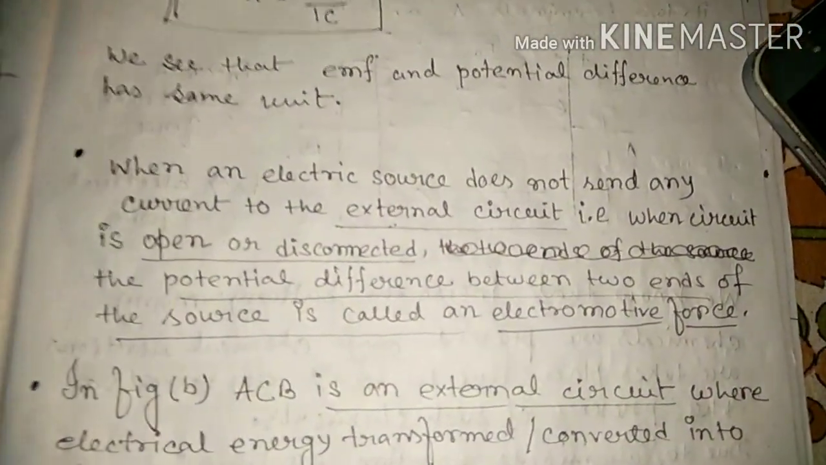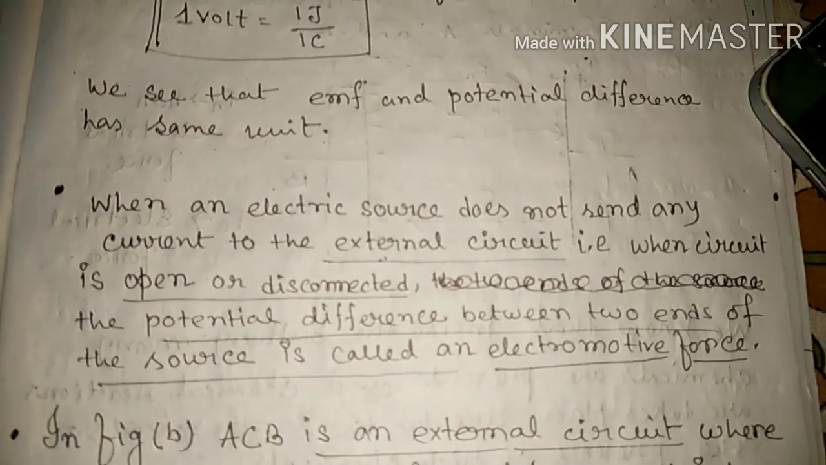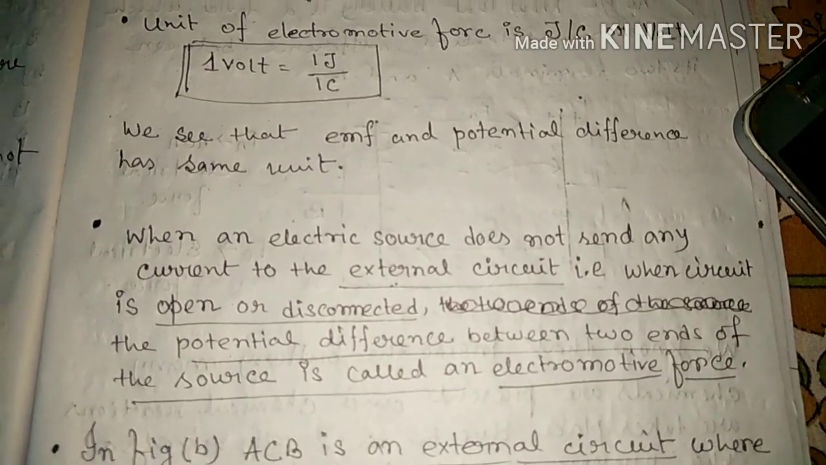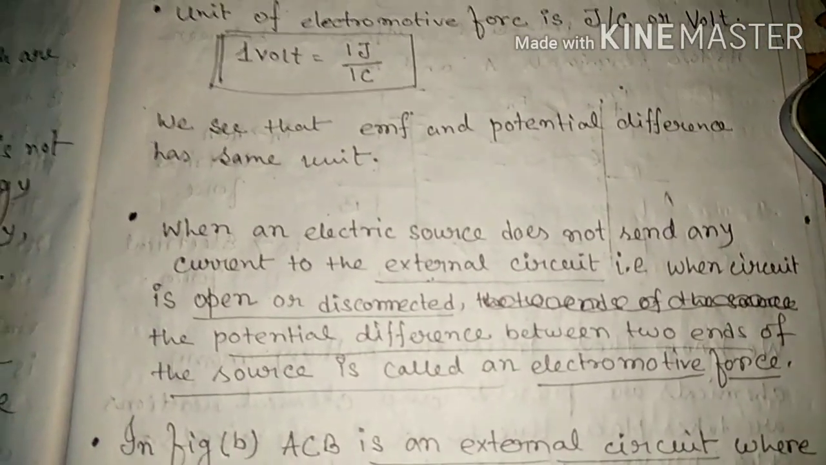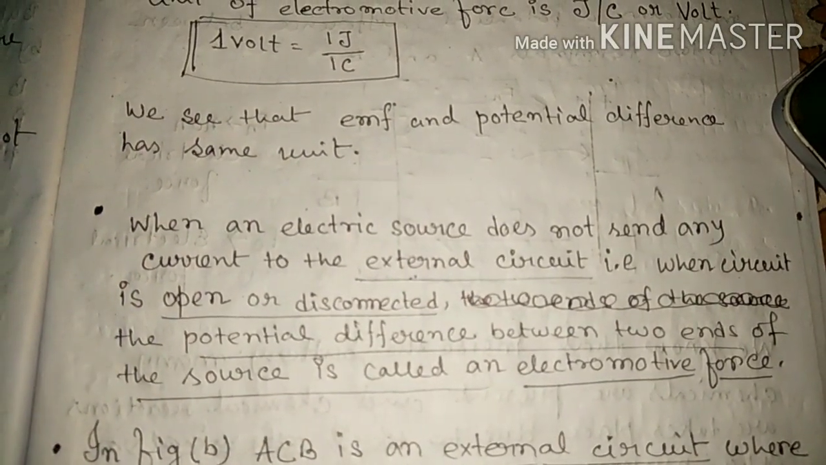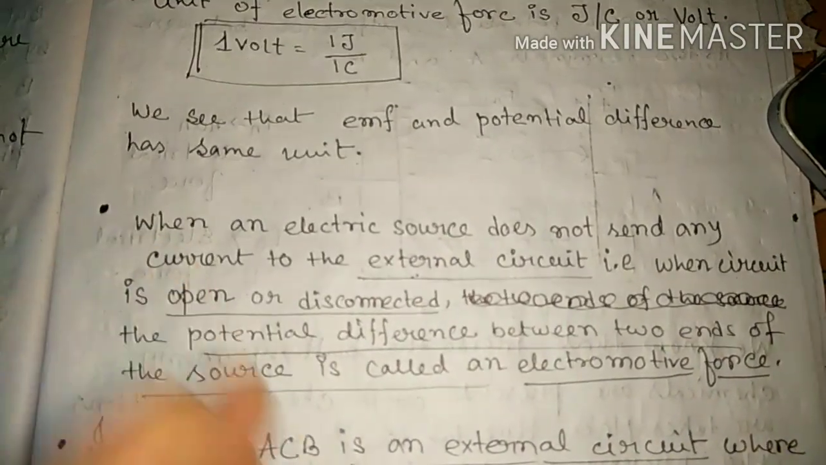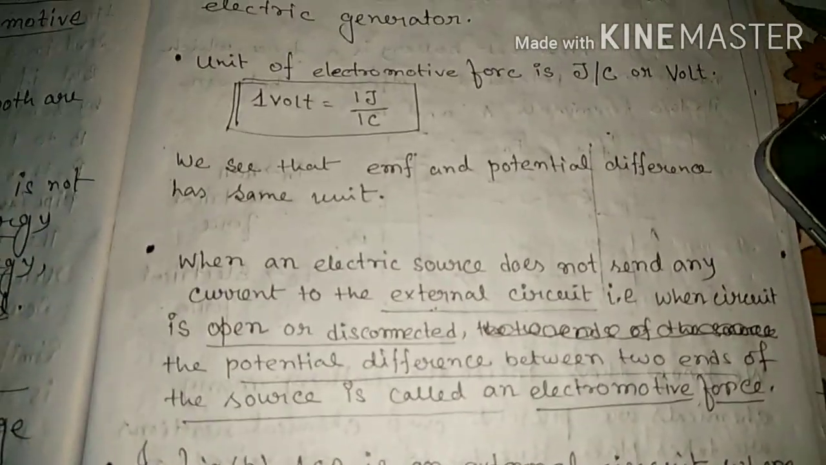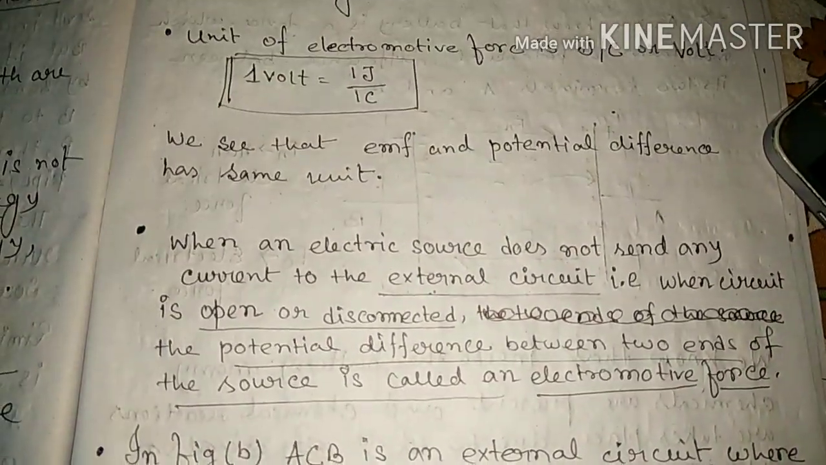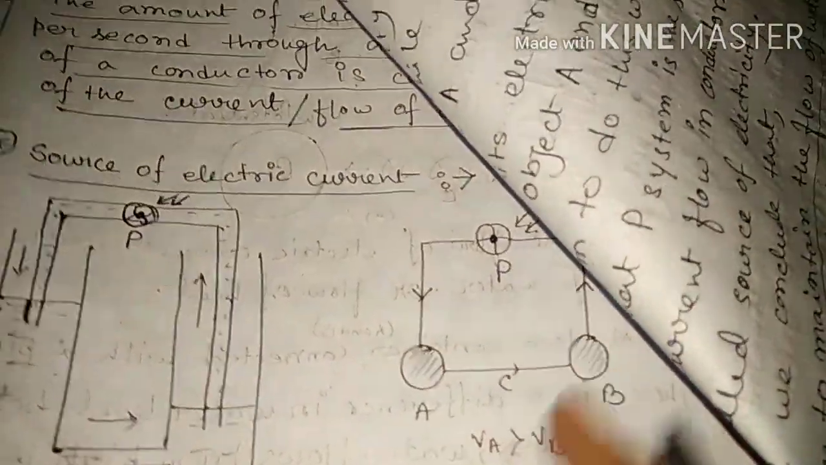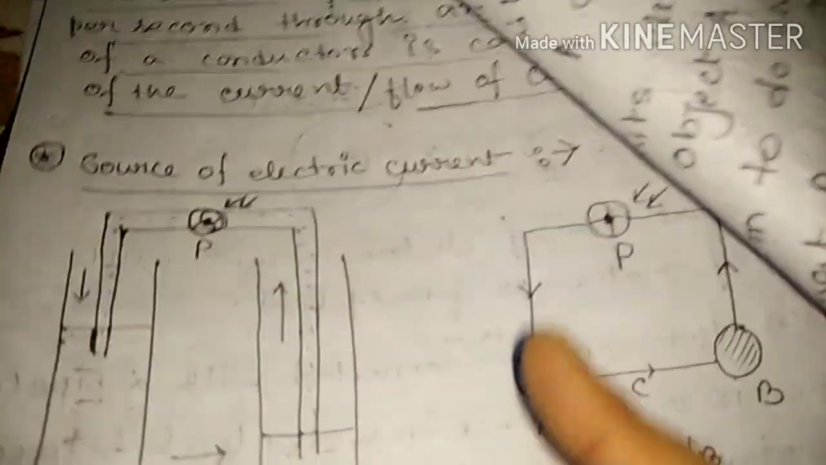When the electric source does not send any current to the external circuit, that is when the circuit is open or disconnected, the potential difference between the two ends of the source is called the electromotive force. Later we will also understand how the potential difference is equal to the electromotive force when we discuss the battery EMF. In this second figure, one circuit we can say is ACB, and another circuit is BPA or APB.